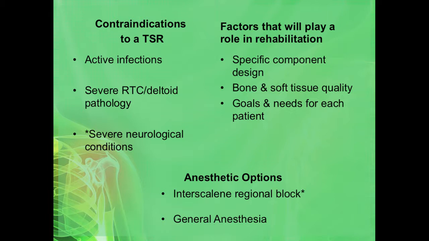What are some of the anesthetic options for a patient undergoing a total shoulder? Typically, we'll see an interscalene regional block. Certainly the patient is sedated, but the anesthetic option is to have a block, and they certainly can undergo this procedure under general anesthesia.